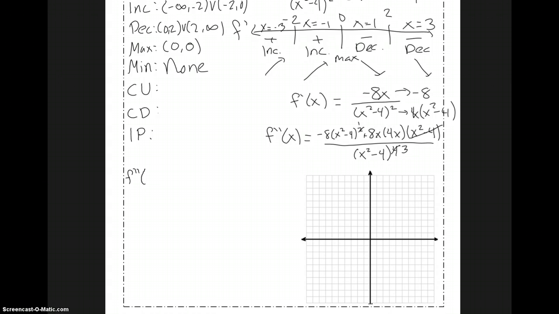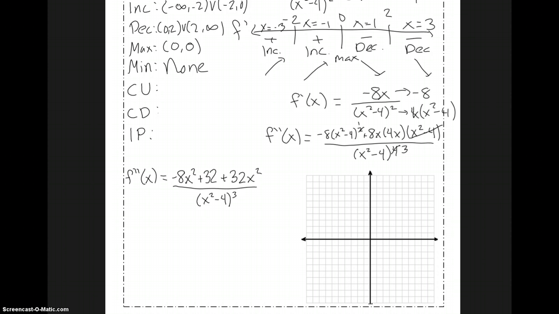So f double prime of x equals, multiply the negative 8 into the x squared minus 4, I get negative 8x squared. That'll be plus 32, 8 times 4. And then, let's see, multiply the 8x and the 4x, so we get a 32x squared. Okay, and then all over x squared minus 4 to the third.